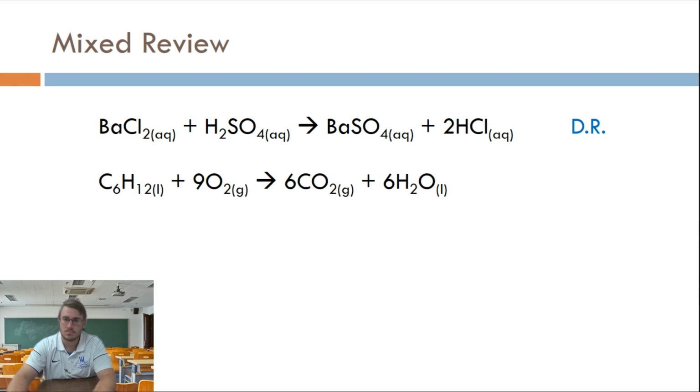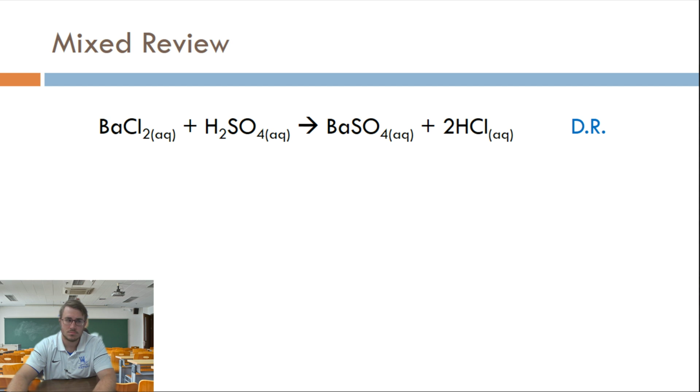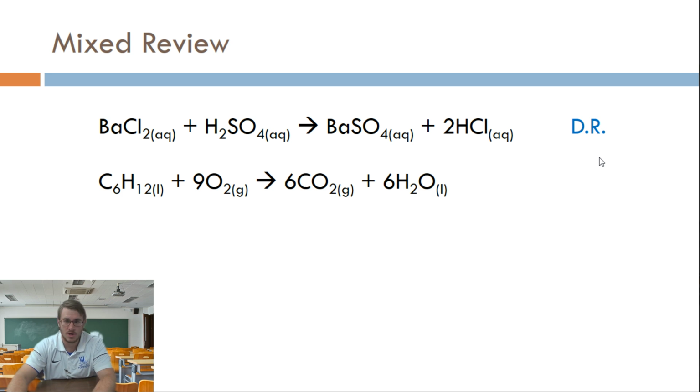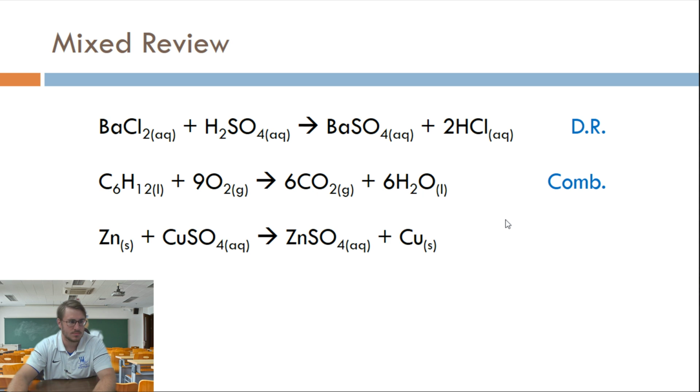What about this one? Oh, real quick, sorry. BaCl, H2SO4, that's 4 different species. So that's an A, B, and a C, D, and they swap partners. That's why it's double replacement. What about this one? Pause and think about it. It is a combustion because you have a hydrocarbon, presence of oxygen, CO2, and water.